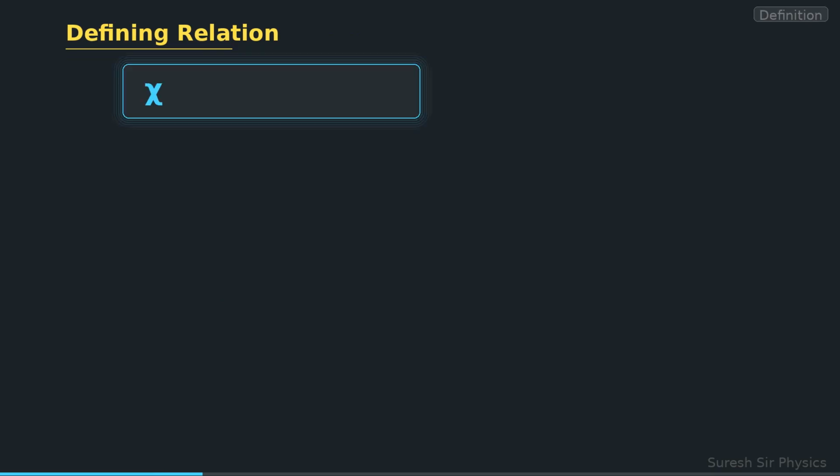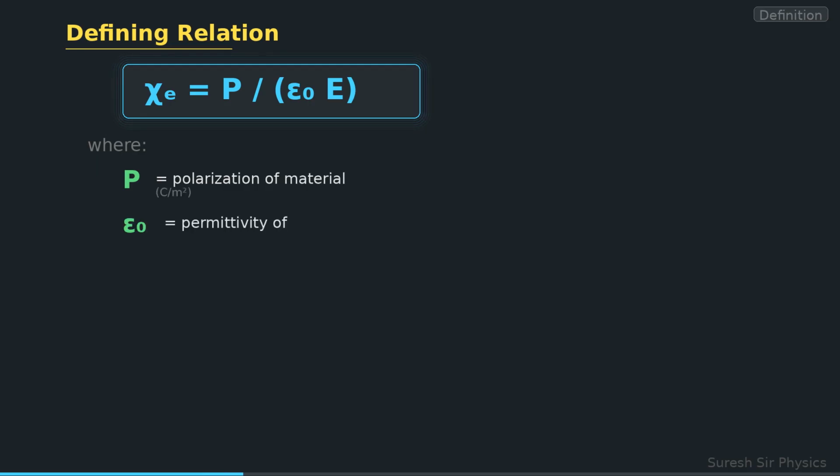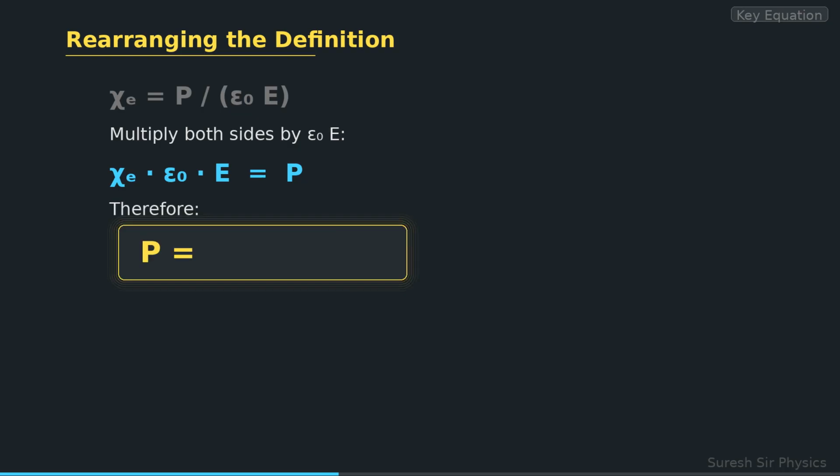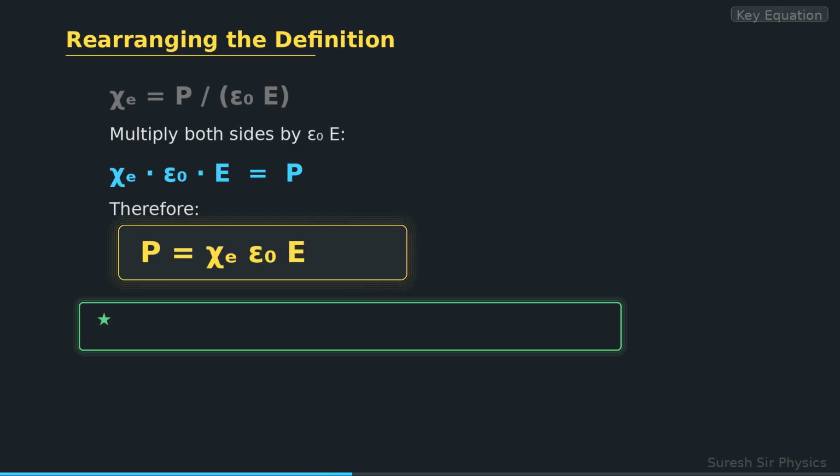Definition: chi sub E equals P over epsilon naught E, where P equals polarization of the material, coulombs per square meter. Epsilon naught is the permittivity of free space, equal to 8.854 times 10 to the power of minus 12 farads per meter. E represents the applied electric field, volts per meter. Rearranging, P equals chi sub E epsilon 0 E. This is one of the most important equations in dielectric theory.